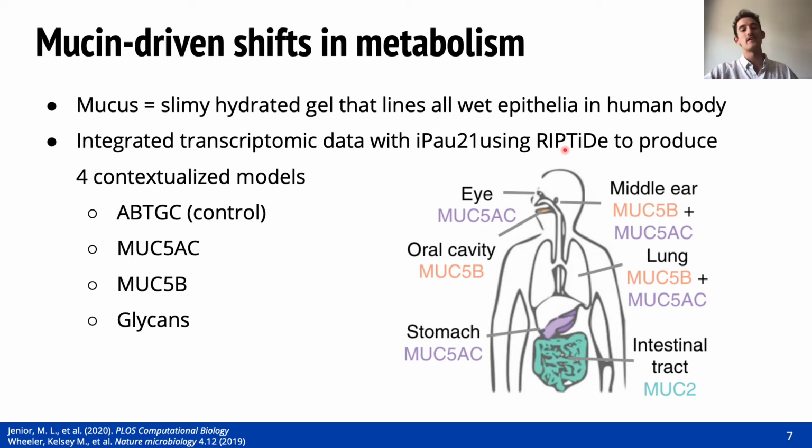And the way the experiments are run is they had this baseline condition where it's the ABT-GC media, and they supplemented that with mucins, which are components of mucus. You can see here the MUC5AC is one type of mucin, and the MUC5B is another type. So they supplement with the MUC5AC, another condition with the MUC5B, and then for the fourth condition, they supplement with glycans, which were isolated from the backbone of the MUC5AC mucin. And by doing all this, we end up with these four contextualized models, which we can then compare.